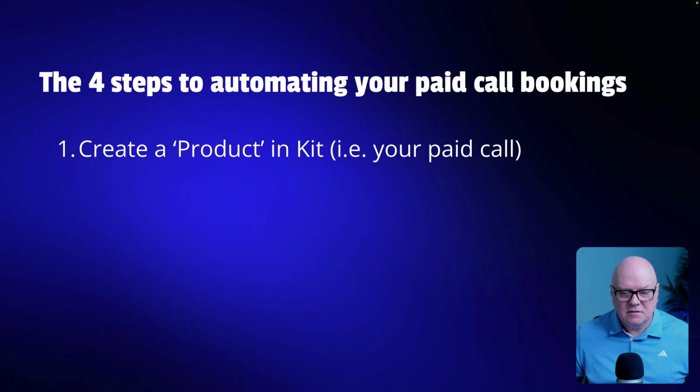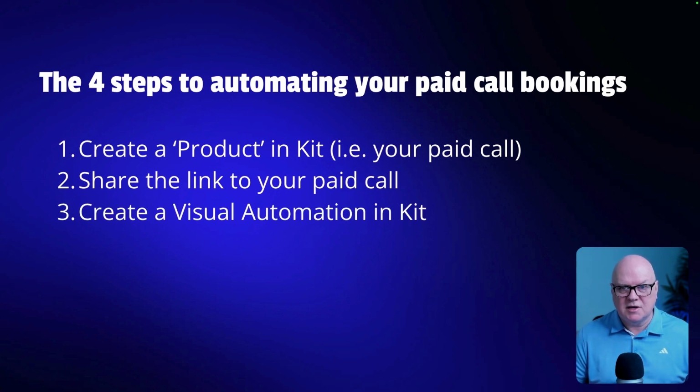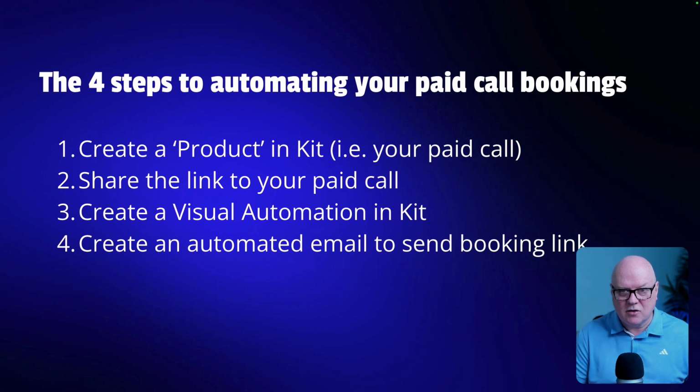Okay, so step number 1, we create a product inside the Kit platform for your paid call. Once you've created that, then you need to share the link to your paid call with your audience, whoever's going to book that call with you. We're then going to create a visual automation in Kit that handles every booking that's made by any prospect or customer. And then finally, number 4, we're going to create an automated email to send out the booking link to the call.